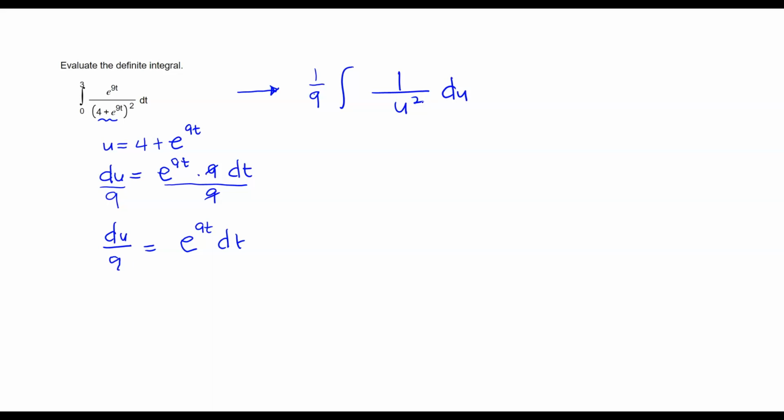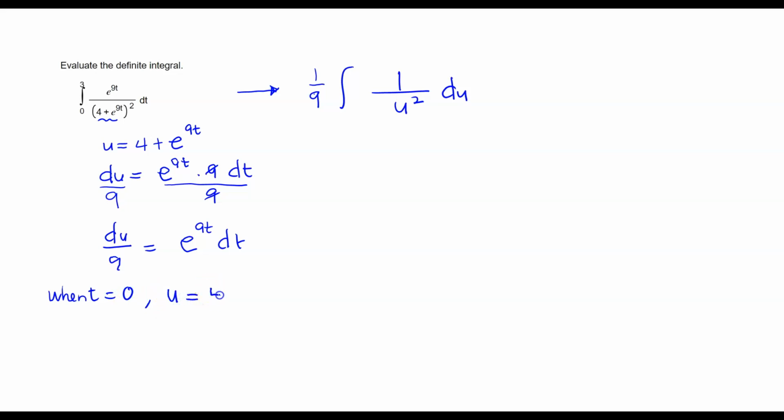Now also make sure to change the limits of integration. So we're not done yet. We still have to look at the limits of integration. And how do we proceed? We're going to evaluate our u at these values of t. So when t is equal to 0, you compute for u.